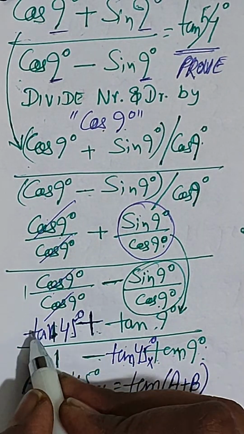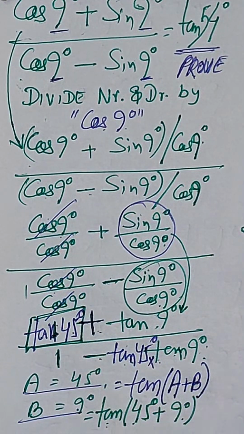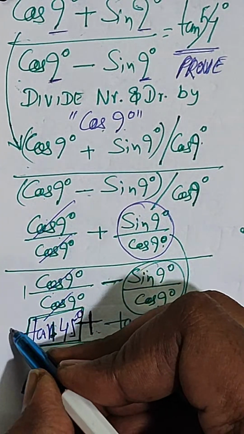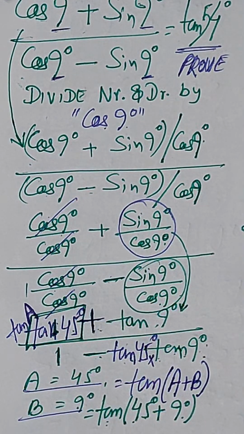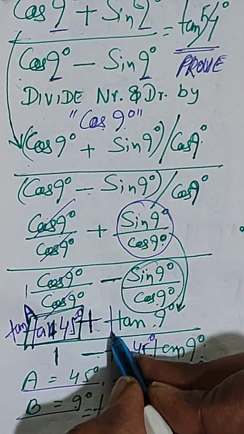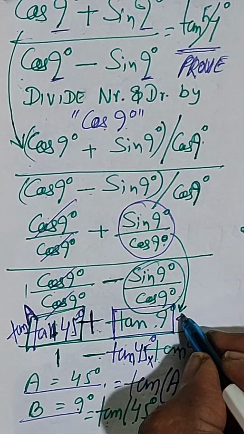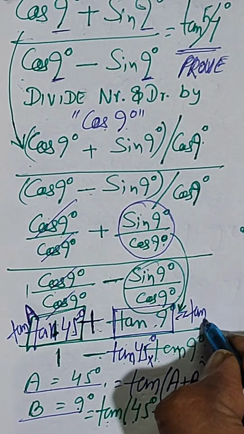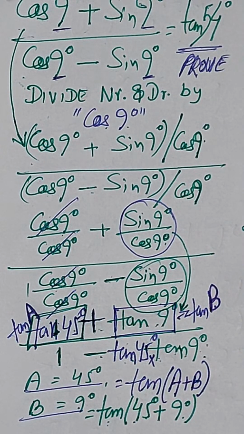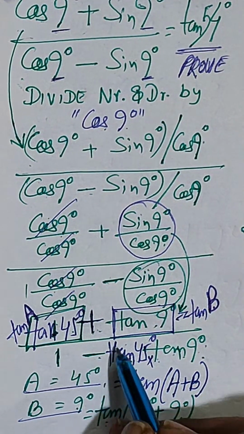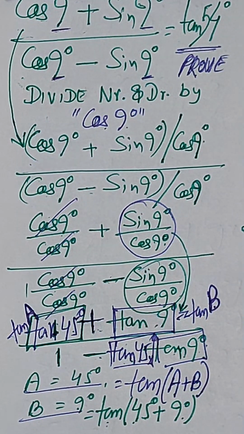So this tan 45 degree is nothing but equal to tan A, right? And here tan of 9 degree is nothing but equal to tan B, right? Similarly here it's tan A and tan B. So you can see the formula.